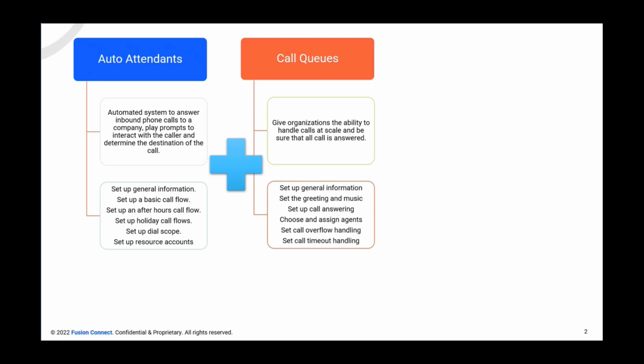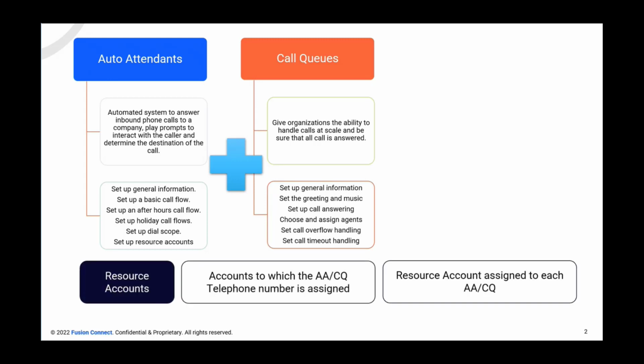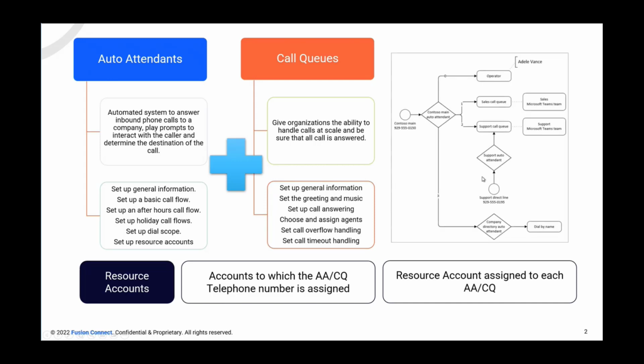Now, behind both auto attendants and call queues are things called resource accounts. A resource account is a 365 user profile that has the telephone number for the auto attendant and for the call queue assigned to it. And then the resource account itself is assigned to that auto attendant or the call queue in the background, one for each. All of this means that whatever we do with advanced call flows in Microsoft Teams requires planning.